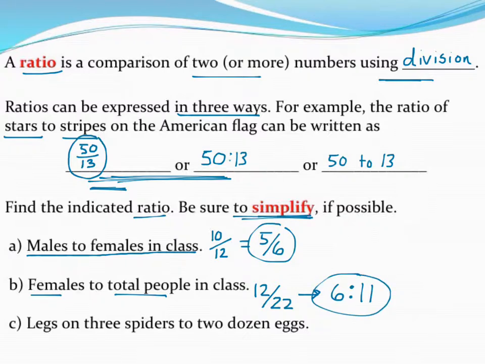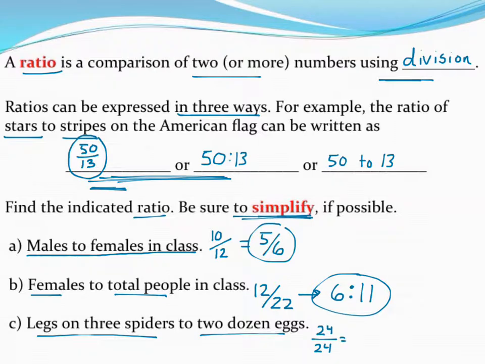All right, and then last up, we want to find the ratio of legs on 3 spiders total, and compare that to 2 dozen eggs. I picked this one just because I want to show you what happens this time. So a typical spider is going to have 8 legs on it, of course. So 3 spiders are going to have 24 legs. 2 dozen eggs is going to be 24 eggs altogether, and so I get the ratio 24 over 24.